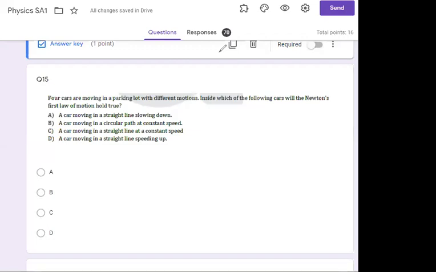What is Newton's first law of motion? Sir, the body remains in a uniform motion until and unless an opposite force is applied to it. Very good, right? So, a body remains in constant velocity or constant motion until an external force is applied. According to that, which answer is correct? C.